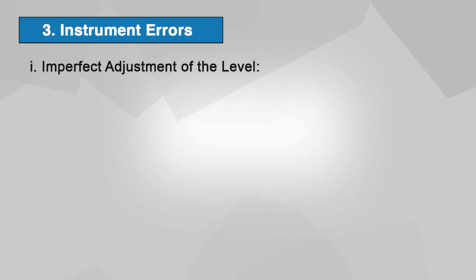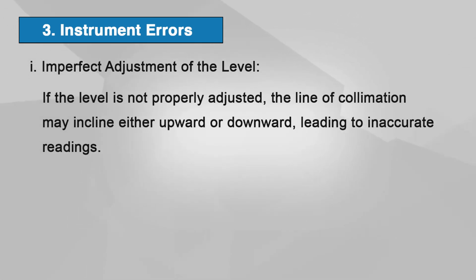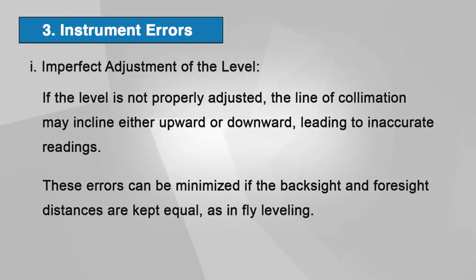Next are the instrumental errors. Instrumental errors arise from the following causes. First is imperfect adjustment of the level. In a well adjusted level, the line of collimation should remain horizontal when the bubble in the level tube is centered. If the level is not properly adjusted, the line of collimation may incline either upward or downward, leading to inaccurate readings. The error can be minimized if the backside and foreside distances are kept equal, as in the case of fly leveling. However, in the case of intermediate sides where the distances vary, the readings can be significantly affected.